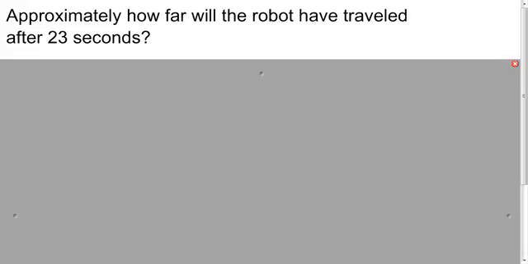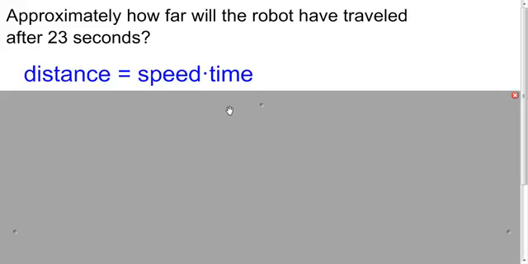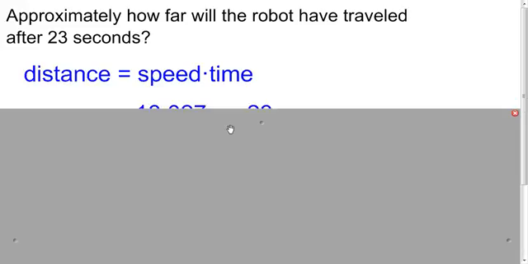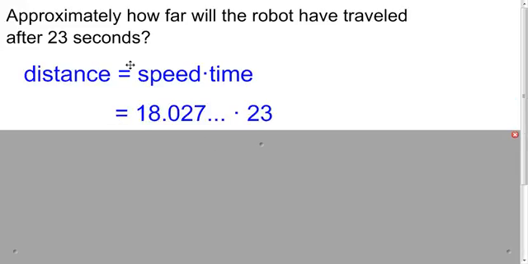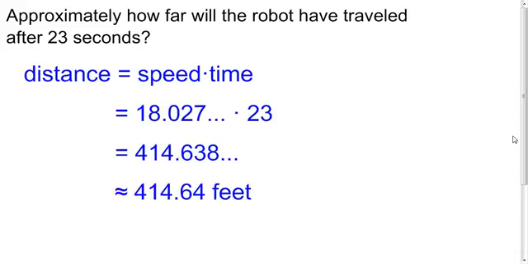So how far will the robot have traveled after 23 seconds? So once again, we don't want to use a rounded answer. We're going to use our exact ones and round at the very end. So we know that distance is speed times time. And we already know our speed from the previous part, and they told us 23 seconds. So we multiply these two numbers, and we get about 414.64 feet.